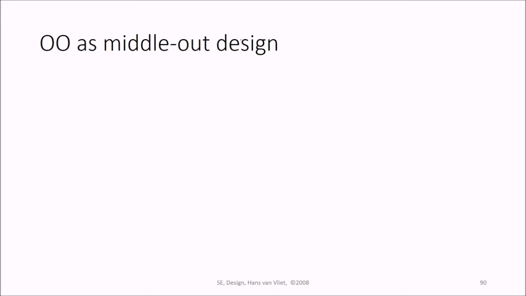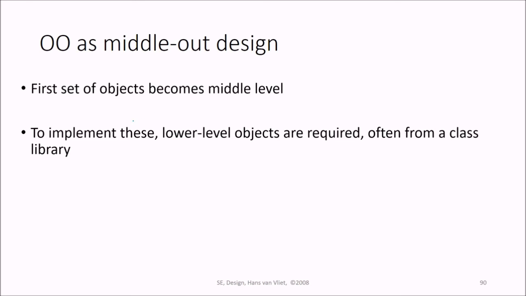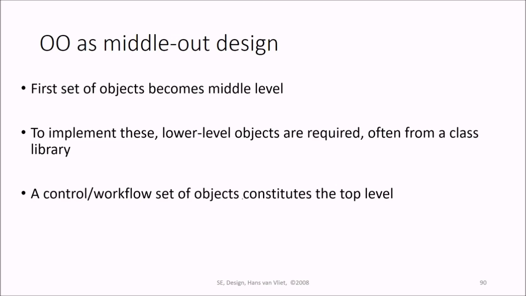So object-oriented is a middle-out design. What we mean by this is that the first set of objects become the middle level. To implement this, lower-level objects are required, often from the class library. And a control workflow set of objects constitutes the top level.